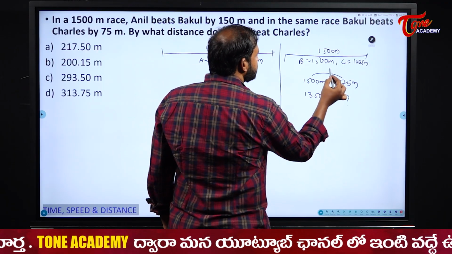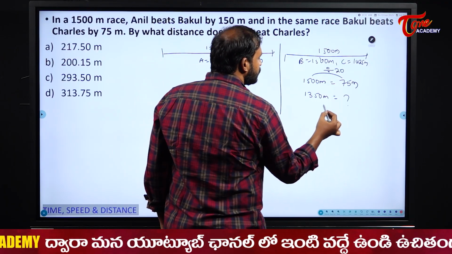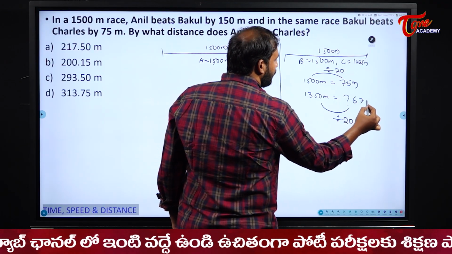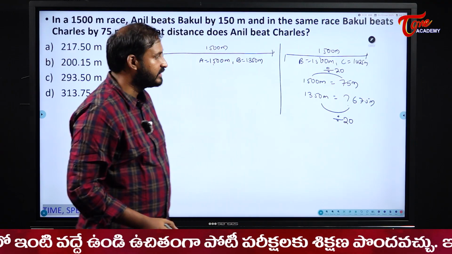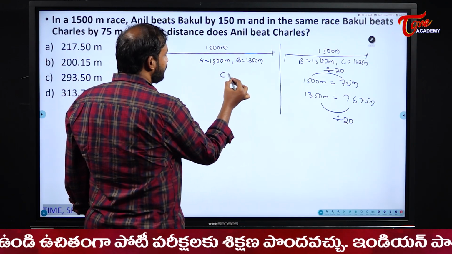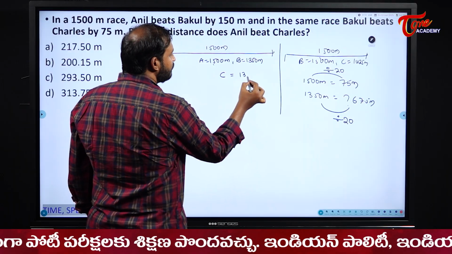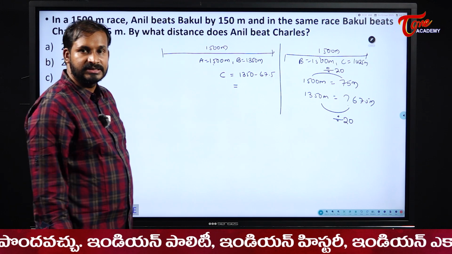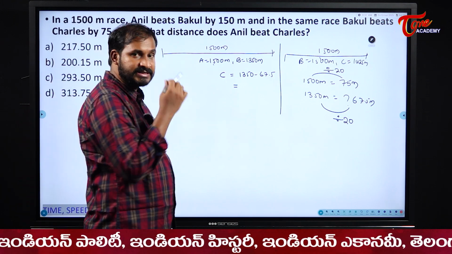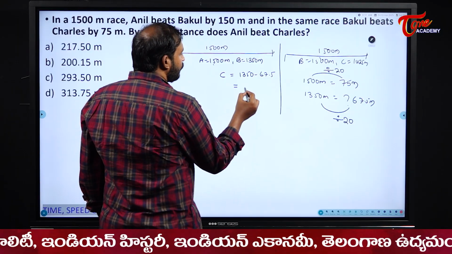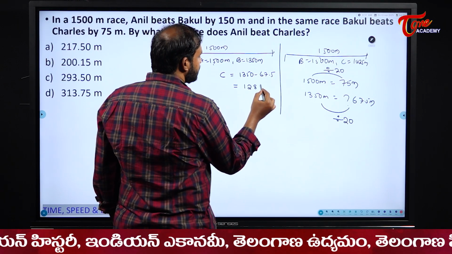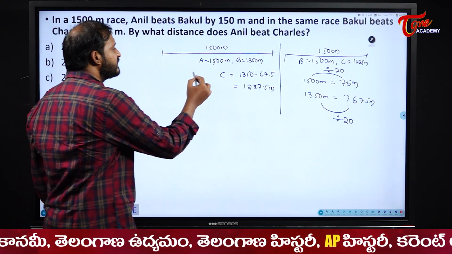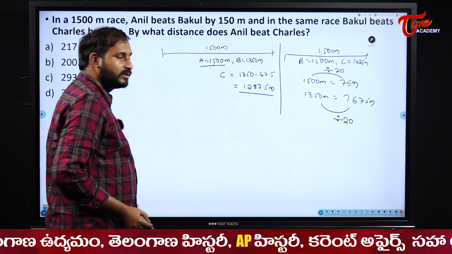From here to here, what is happening? Divisible by 20, right? So similarly here also divided by 20. So what does it become? 67.5 meters. It will give a start of 67.5. That means here in this case, if I want to include Charles, 1350 minus 67.5. What does it become? 1287.5 meters. That means Anil is beating Charles by what distance?